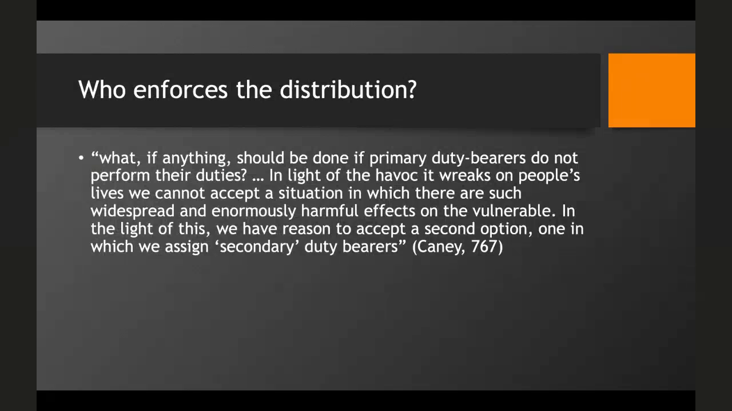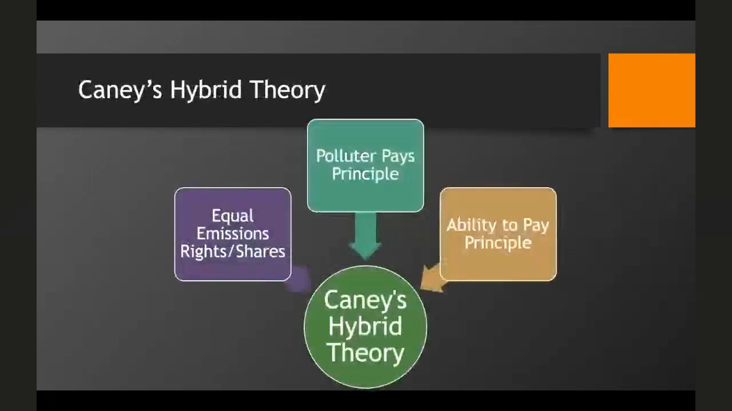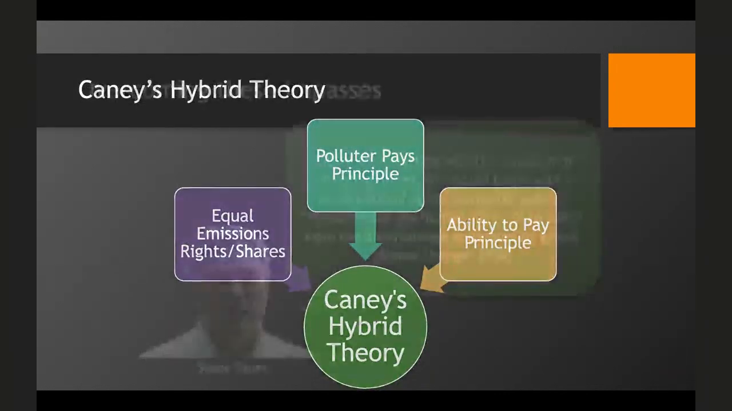So in light of all of these challenges, Simon Caney develops a hybrid theory of responsibility that tries to integrate three different principles: an equal right to emit principle, a modified polluter pays principle, and an ability to pay principle. And he argues that we need to integrate these different principles to develop a more robust theory of responsibility. So let's look at his starting place.